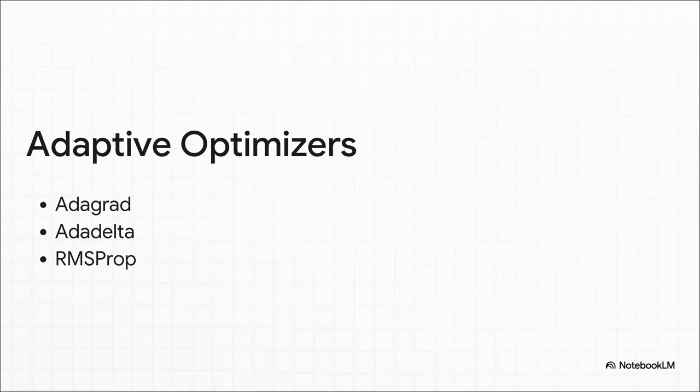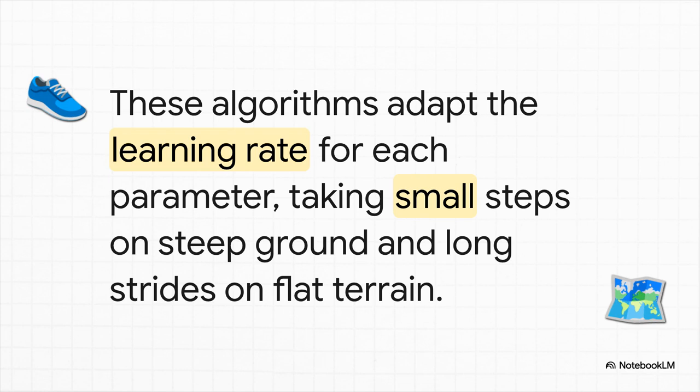This brings us to a whole new family of optimizers, Adagrad, AdaDelta, and RMSProp. Now, they all share one absolutely brilliant idea. What if the step size, what we call the learning rate, could change automatically depending on the terrain? And that's exactly what they do. They basically give our hikers smart boots that take small, careful steps when the ground is steep and treacherous, but then take long, confident strides when the terrain is flat and easy. This is incredibly useful for complex problems, especially with sparse data where some information needs much more careful exploration than others.